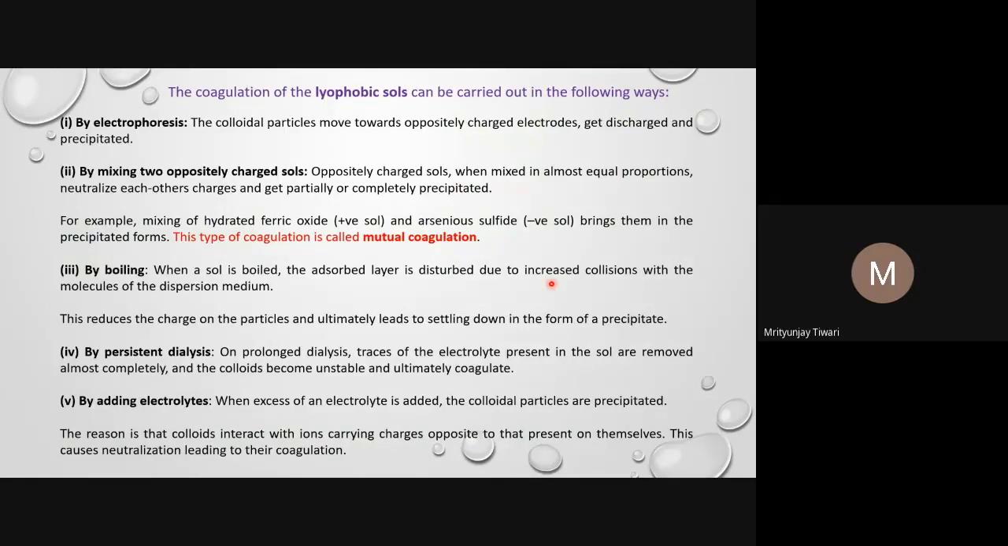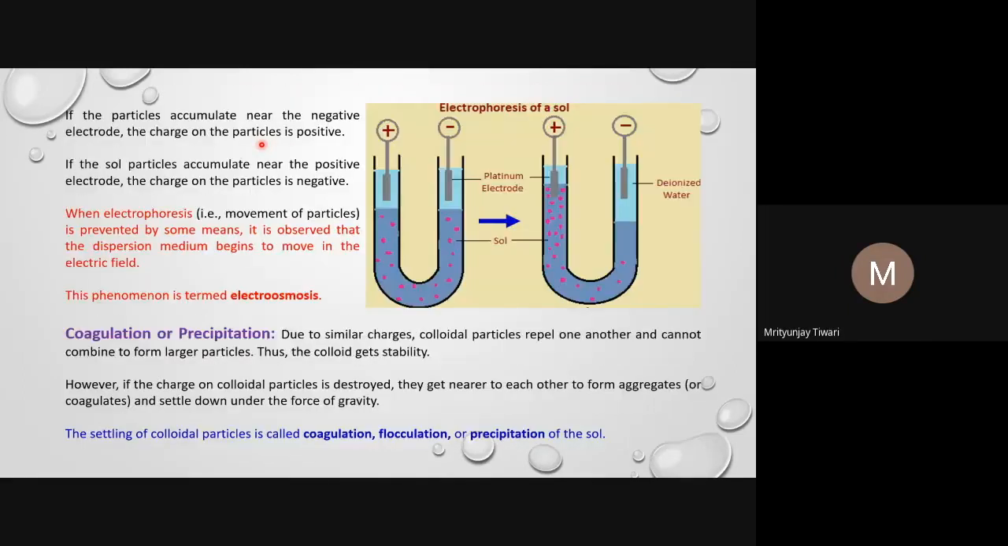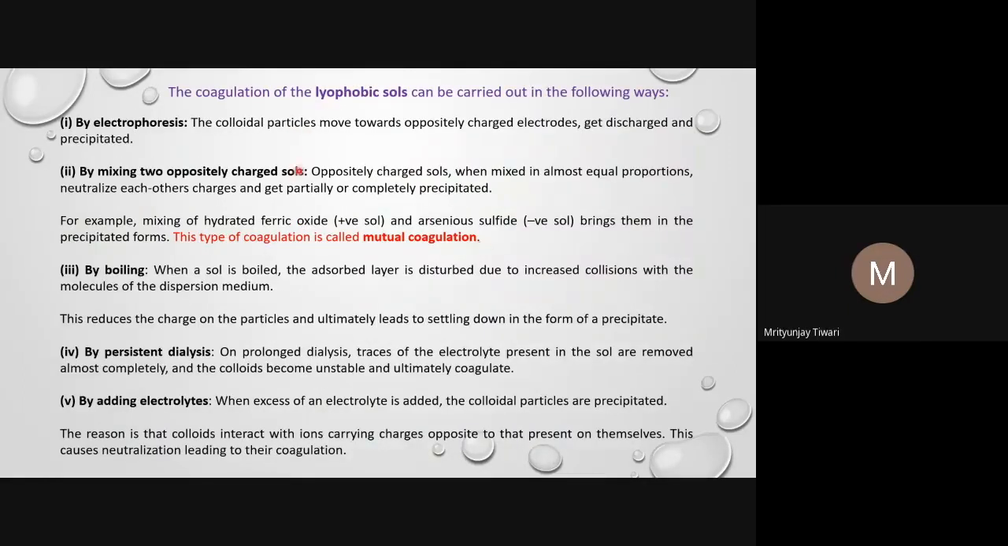The coagulation of lyophobic sols can be carried out in the following ways. The first is by electrophoresis. What is electrophoresis, which we have just seen? The colloidal particles move towards the oppositely charged electrodes. They get discharged and get precipitated.